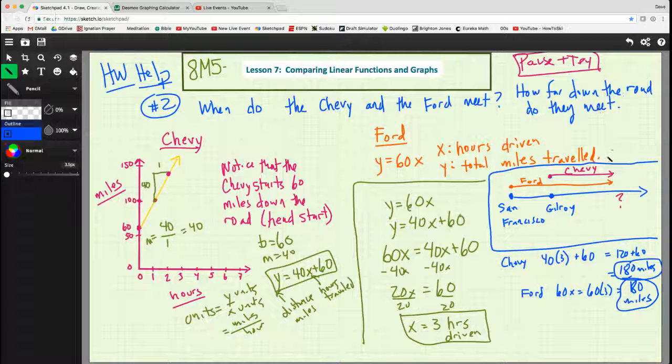And so that's how far down the road they need. 180 miles from San Francisco. And they meet after 3 hours.